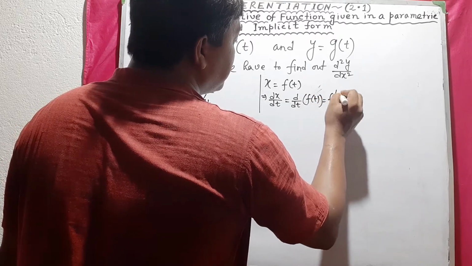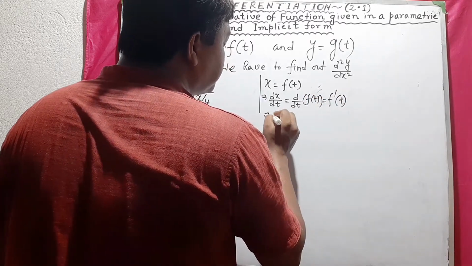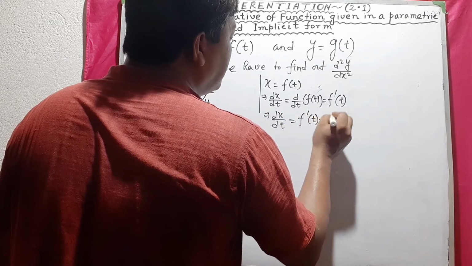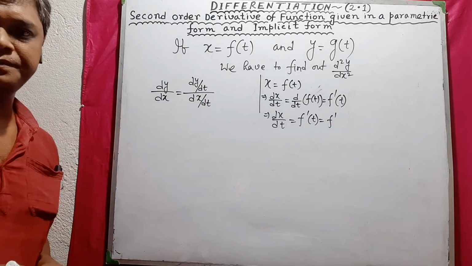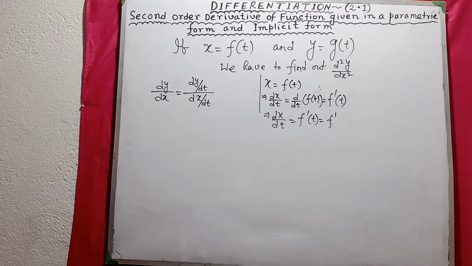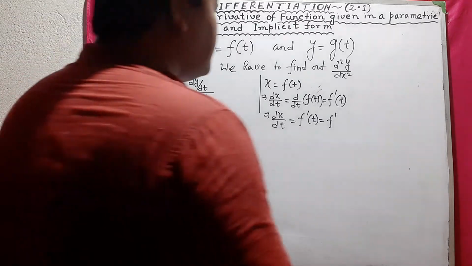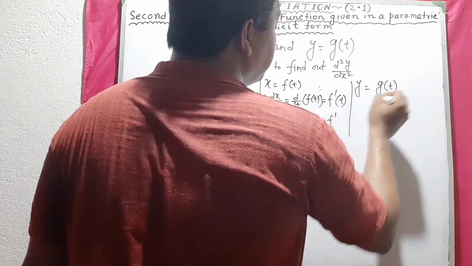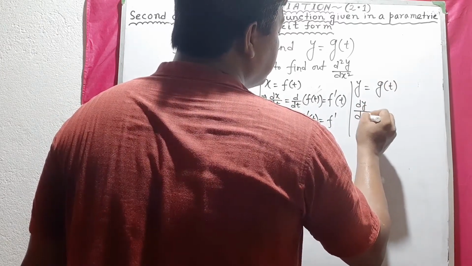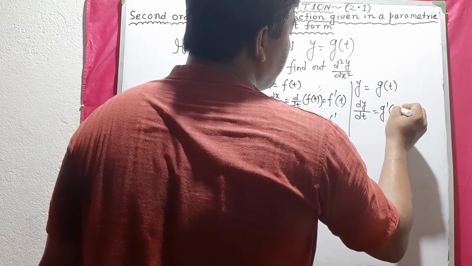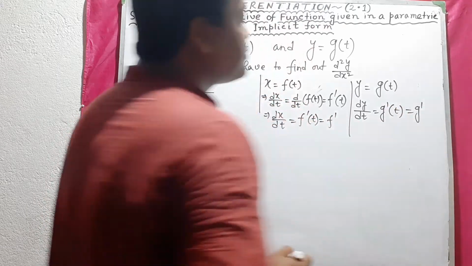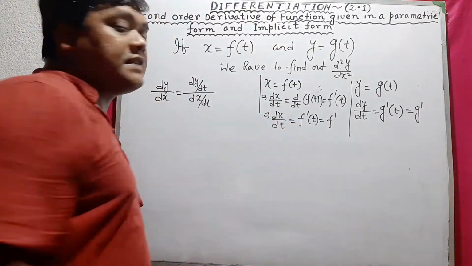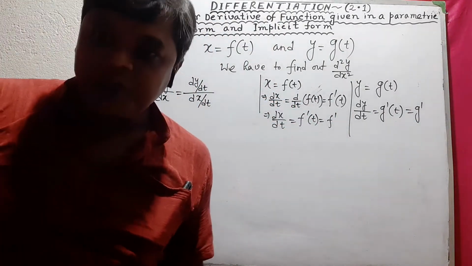that equals f dash t, and sometimes it can be notationally used as f dash t or only f dash. Similarly, y equals g(t), then dy/dt equals, in the similar fashion, g dash t or g dash. That is the first order derivative with respect to t. So for both the cases, differentiate with respect to t on both sides.